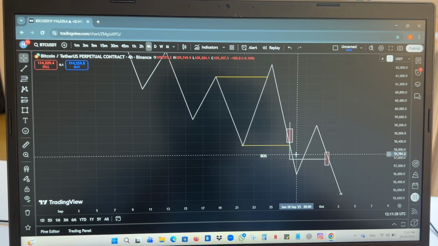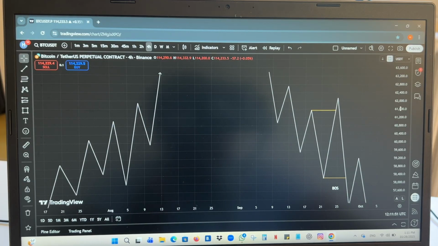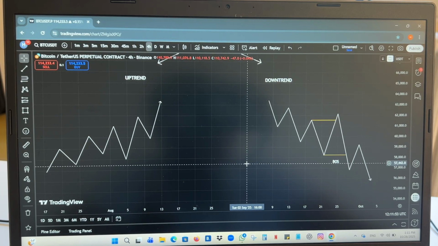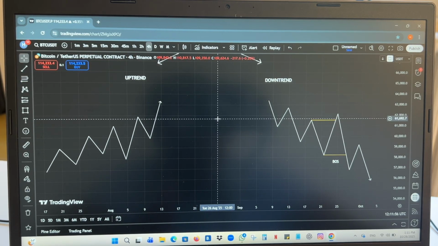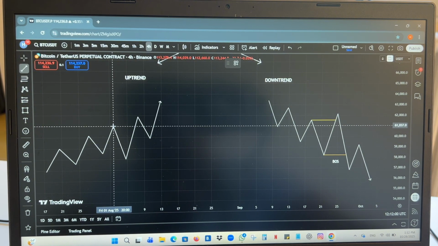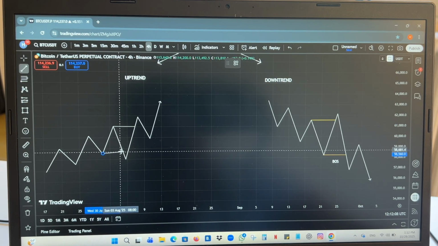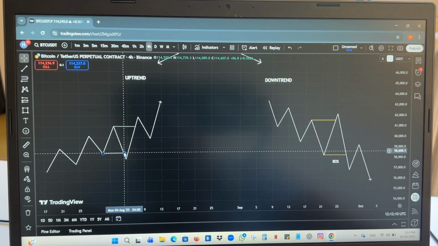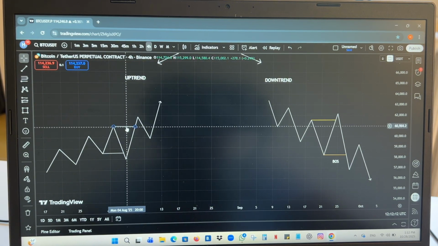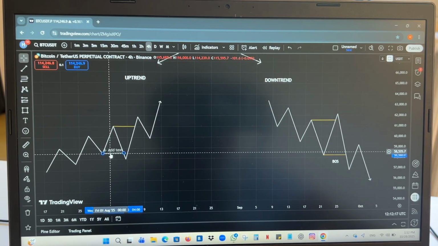The confirmation is crucial. Confirmation is important, and the confirmation is what we need. There you go. I taught you how to get in on these BOSs, how to get the confirmations, and how to identify the BOS. So in these two scenarios, you know where to identify the BOS. In this one, it hunted this low, and there you go. These two are BOSs in both types of trends.